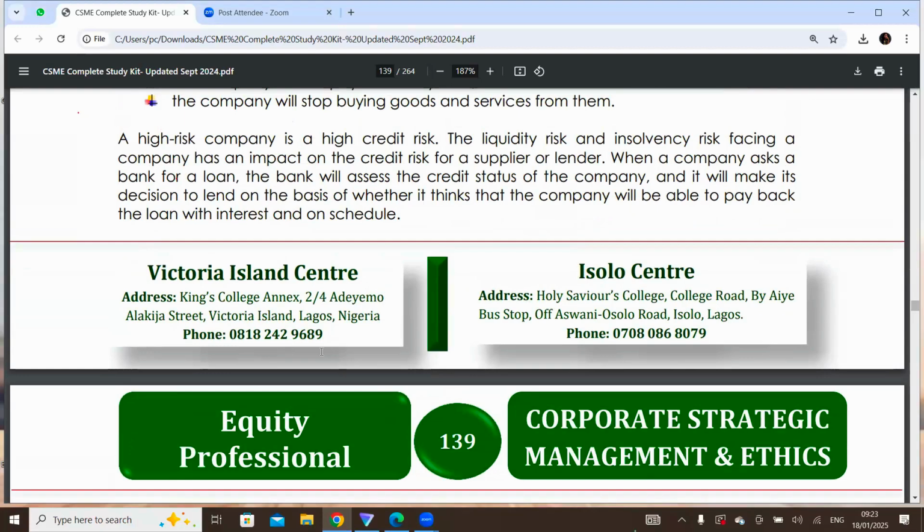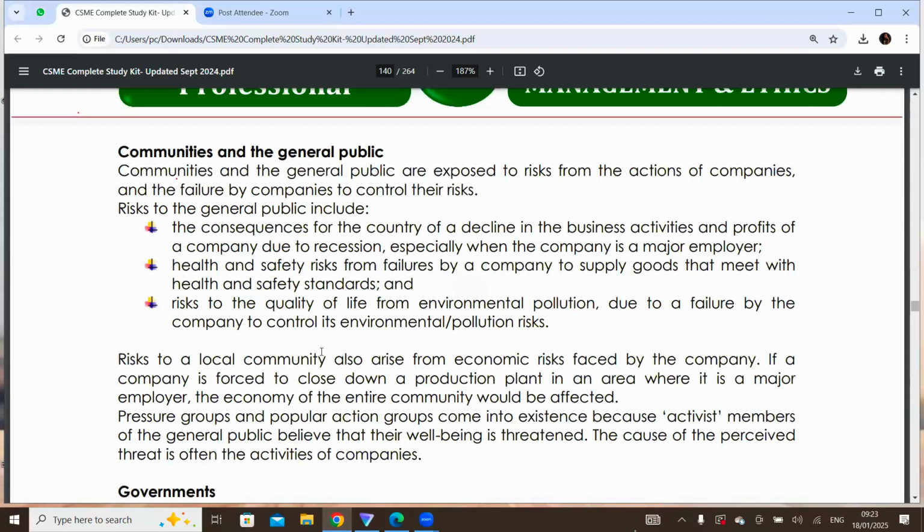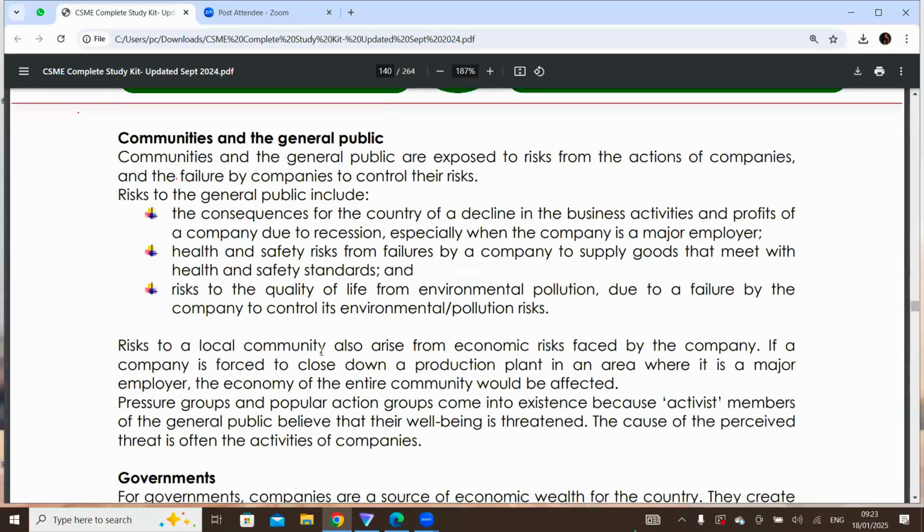Okay. Moving on, we have communities and the general public. The communities and general public are exposed to risks from the actions of a company and the failure of that company to control its risks. What happens to the community? There are three major things that happen.